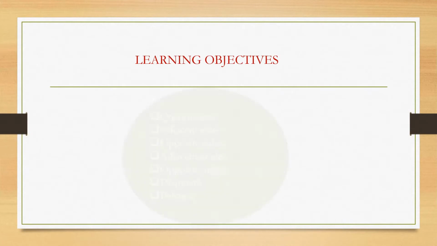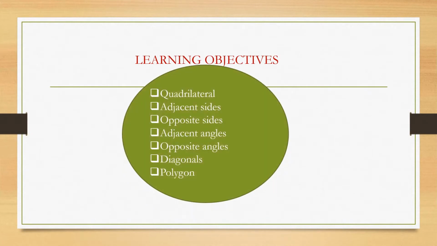Let's see the learning objective for this chapter. What is a quadrilateral, and what are adjacent sides and opposite sides of a quadrilateral, and what are adjacent angles and opposite angles of a quadrilateral, and what are the diagonals of the quadrilateral, and what is a polygon.